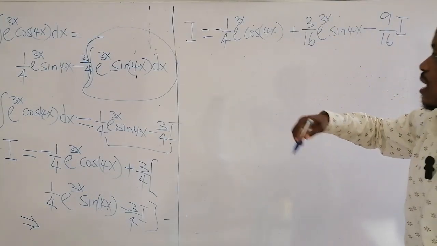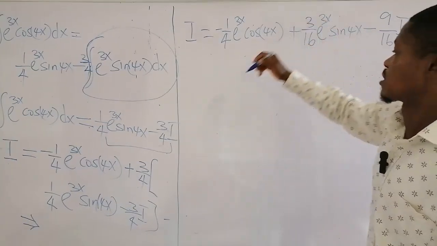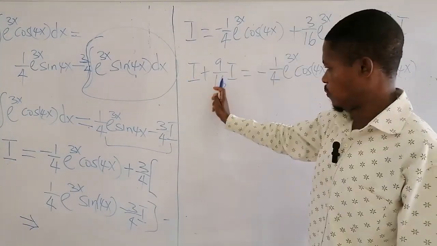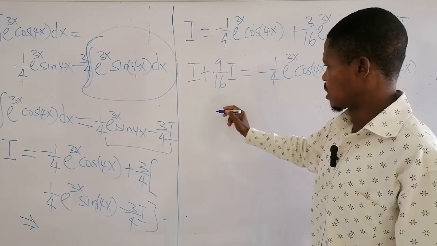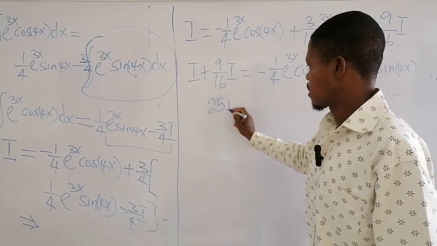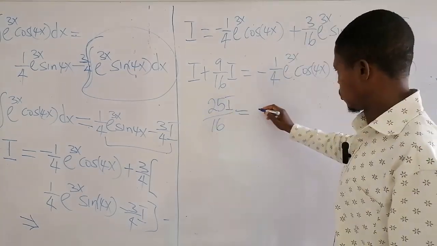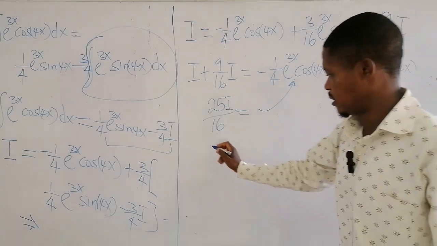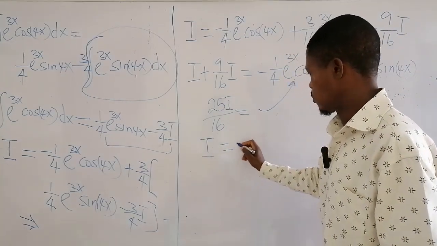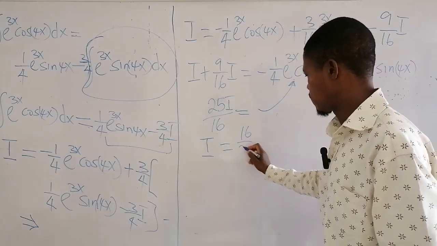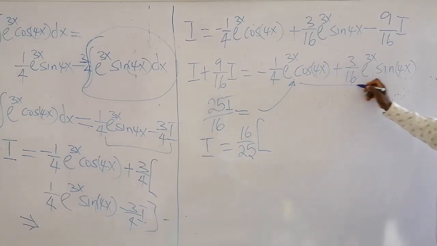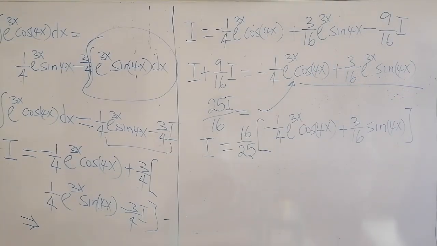Then move the I to the other side. If we move this one to the other side, we have this. So do the algebra for this. That will give us 25I over 16 equal to this expression. Then make I the subject. If you make I the subject, we're going to have 16 over 25 times the whole expression here. We can put our plus c for the constant of integration.